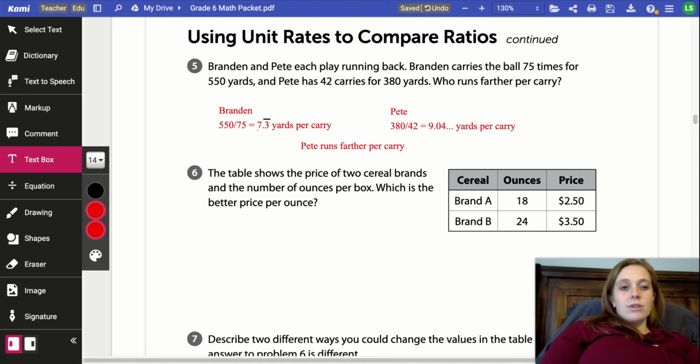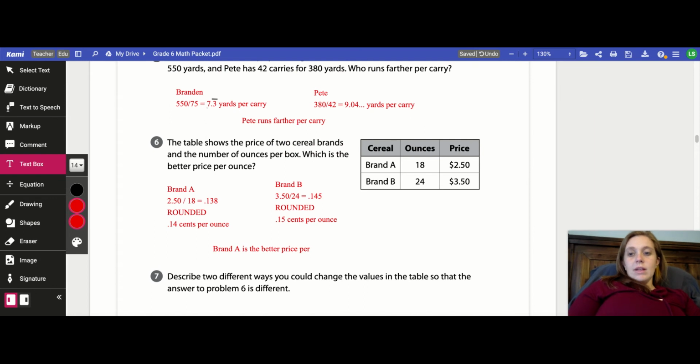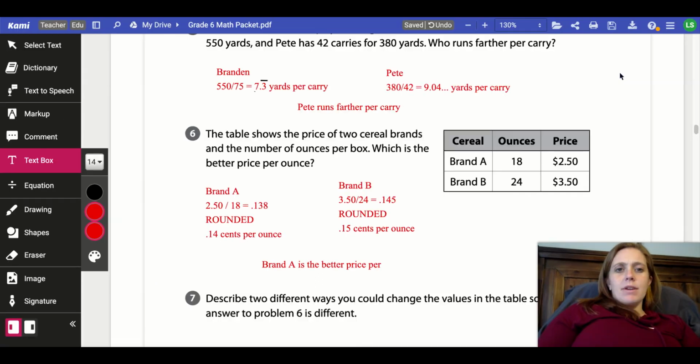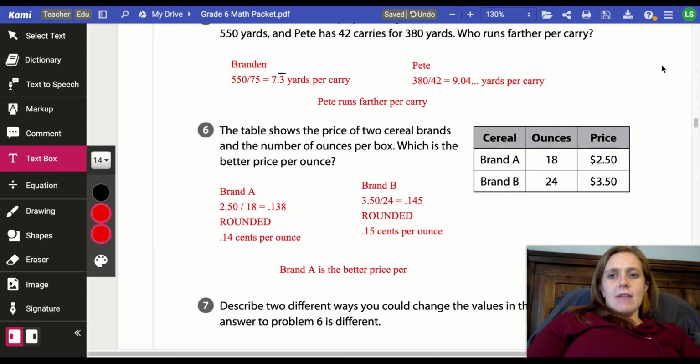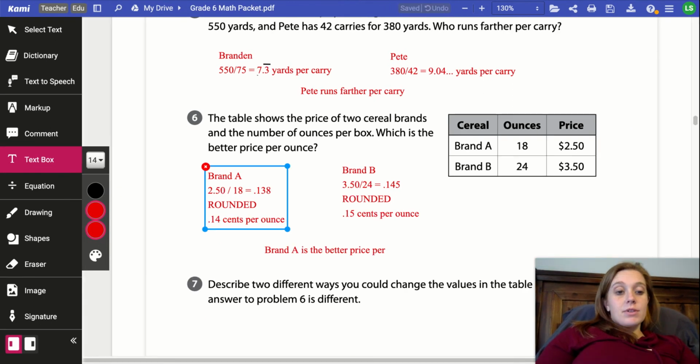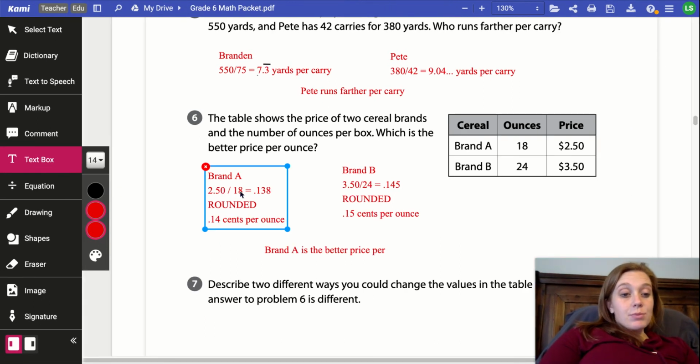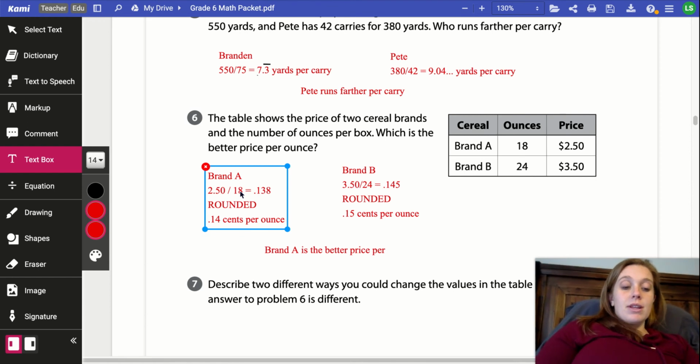So that's question 5. Now in question 6, this question is very similar to question 5. You do need to have some understanding of how decimals work in order to do this. And we've spent a lot of time this year talking about how anytime we're dealing with money, we always want to round to the nearest hundredth or the nearest cent. So with money, we always work with 2 numbers past our decimal.